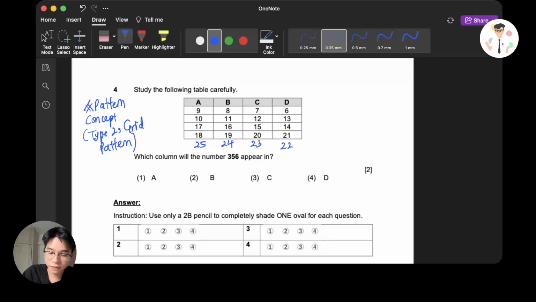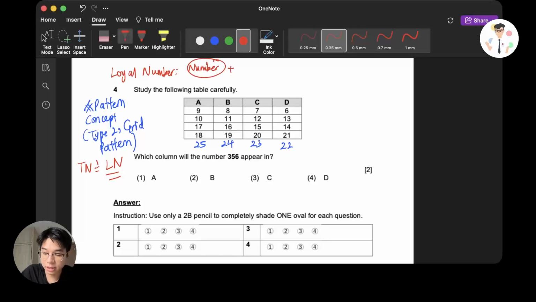But anyway, the first important thing you should know is the formula that we learn when we are doing the pattern concept. We know that it's supposed to be the targeted number divided by something I call the loyal number. Now, what does it mean by the loyal number? Let me just write here again. Loyal number basically means what? That number, which is the loyal number, and its multiples will always stay in the same column.